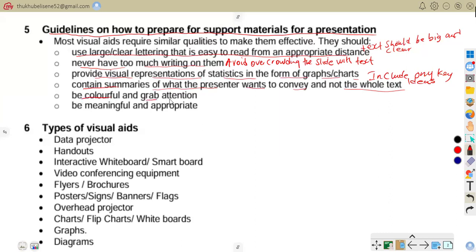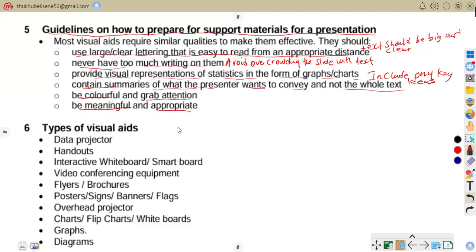Be colorful and grab attention. Use suitable colors to make the presentation attractive and keep the audience interested.